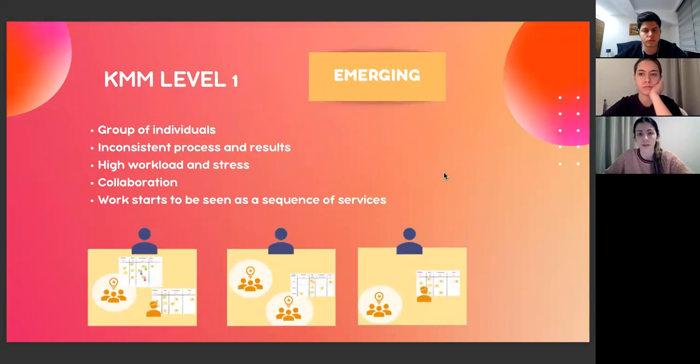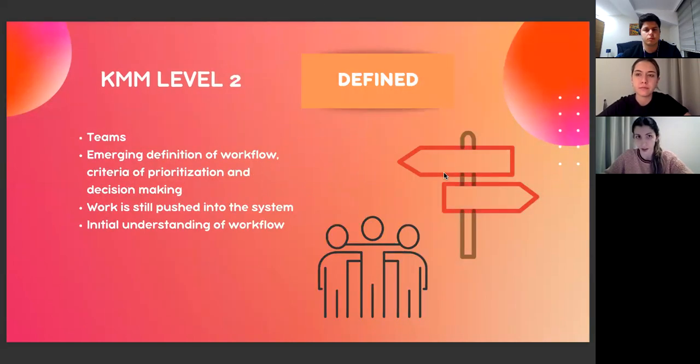At level 1, emerging: a group of individuals, inconsistent process and results, high workload and stress, collaboration, and work starts to be seen as a sequence of services. At level 2, defined: teams are important, and there are emerging definitions of workflow, criteria of prioritization and decision making, and work is still pushed into the system. An initial understanding of workflow is important.